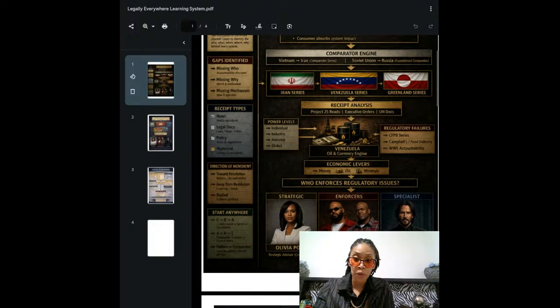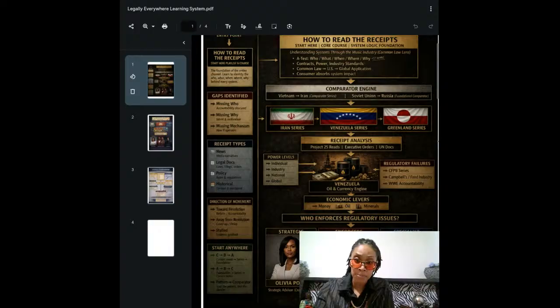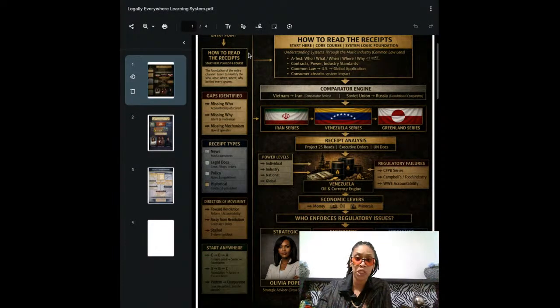So we're going to move through this very quickly, okay? You walk in the entry point. Everyone comes in at different points, right? This is the entry point. You say, how do you read the receipts? We're going to talk about the general stress test. You walk in and you get a piece of information, right?